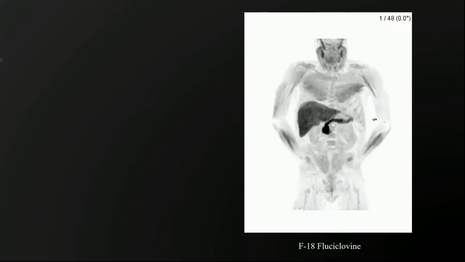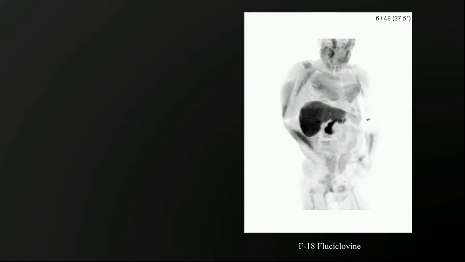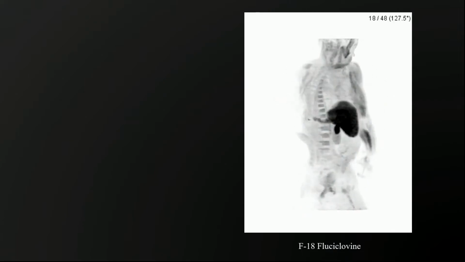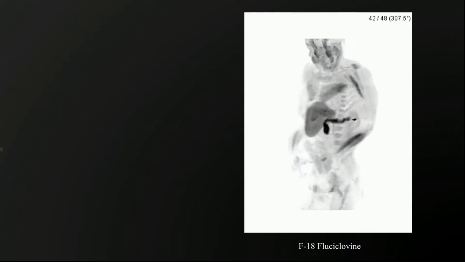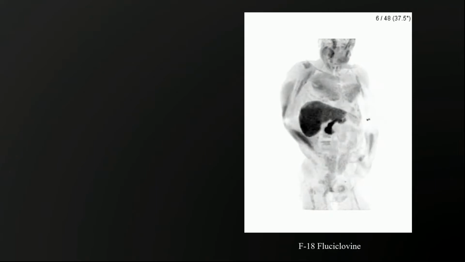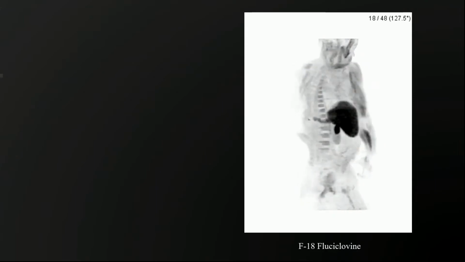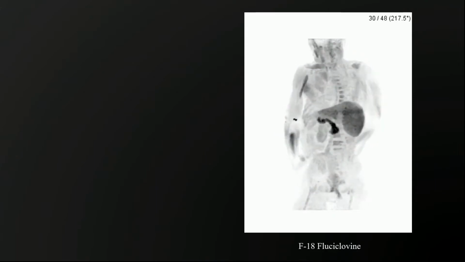So the first case I wanted to show you will highlight the differences between fluciclovine and PSMA. This is a patient that had prostate cancer treated initially with chemotherapy and radiation and prostatectomy. And he had radiation, you can see, to the sacrum and lower lumbar spine. His PSA at this time was 3. It went from undetectable to 3. This is a couple years ago. We could not find a definitive site of disease in this patient on this Accredited study.